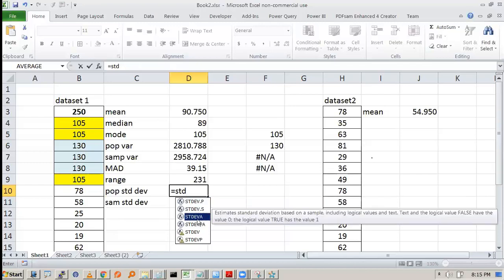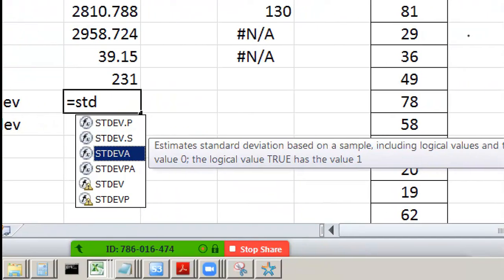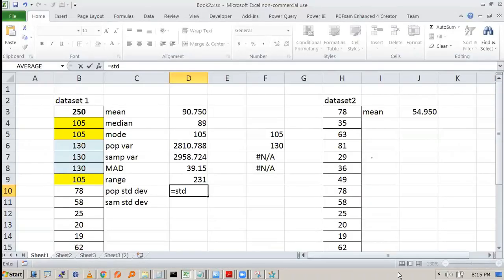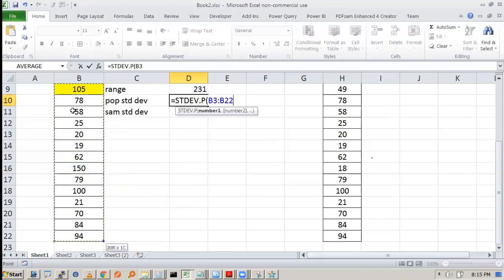If you see, you have STDEVA. Whenever you get an A, like COUNTA, etc., you can see that it estimates the standard deviation based on a sample, including logical values in the text. So if there are some logical values in the text, then you should use STDEVA. I'll show you that one. As of now, we will use STDEV.P. This is our number.